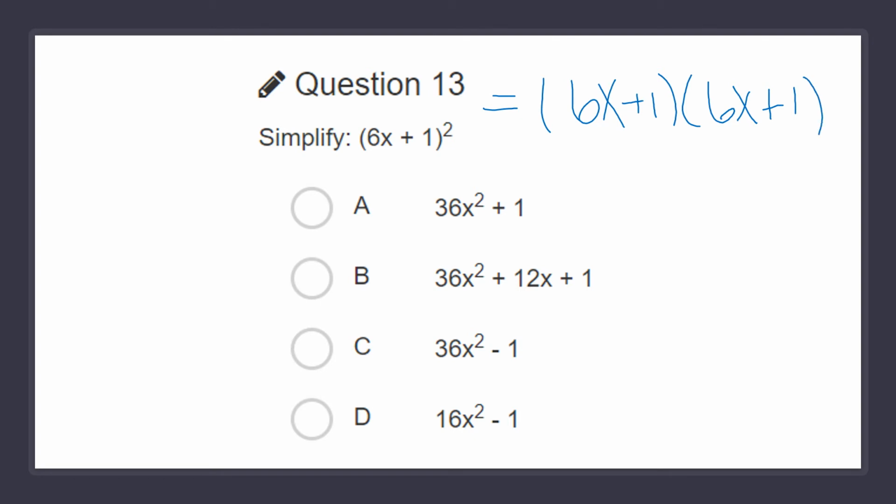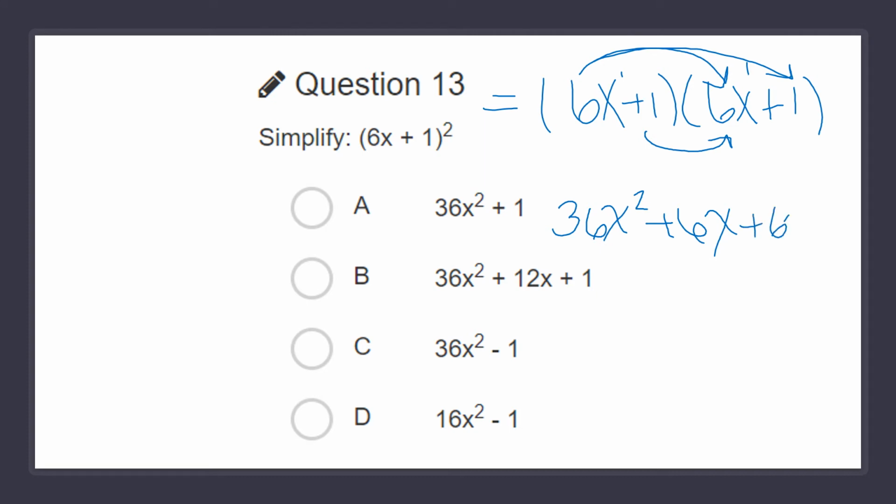And now this looks like the problem that we did just a few minutes ago, where you need to FOIL or distribute. So we're going to take this 6x and multiply it by 6x. So 6 times 6 is 36, and x times x, don't forget those invisible ones there, is x squared. Make sure you put that x squared. Then you're going to distribute the 6x to the 1. 6x times 1 is 6x. Now you're going to go to the positive 1, and you're going to distribute the positive 1. 1 times 6x is also 6x. And 1 times 1, make sure you do multiplication, not addition, is 1.